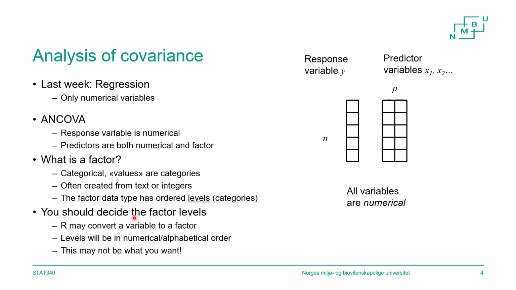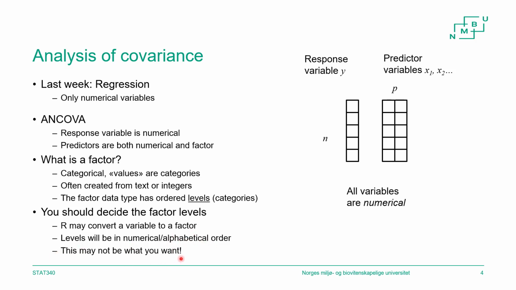So they are ordered, these levels, and that is something we will need to be a little bit careful about. And you should actually decide the factor levels, which ordering they should have, because be aware of this. If you have a text column in a data table, R will automatically convert it to a factor if you use it in a model. And then the levels will be in numerical or alphabetical order. So if there are text, they will be sorted, you could say, in alphabetical order, so that level number 1 is the one that comes first in the alphabet. And this may of course not be what you want to be level number 1. So that's why I mention it here.